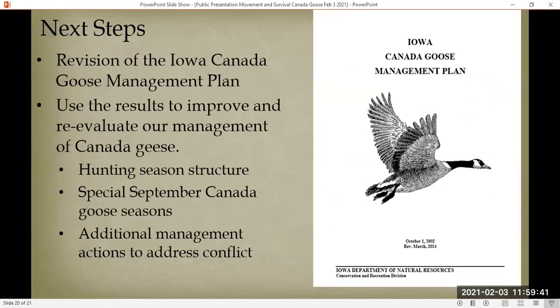So our next steps will be to use this information to revise the Iowa DNR's Canada goose management plan. And so what we're gonna do is reevaluate what we're doing now and look for ways to improve our future management, whether that's our hunting season structure. So will we continue to have a special September Canada goose season around the major metropolitan areas? And are there additional ways that we can reduce human goose conflicts in urban areas?